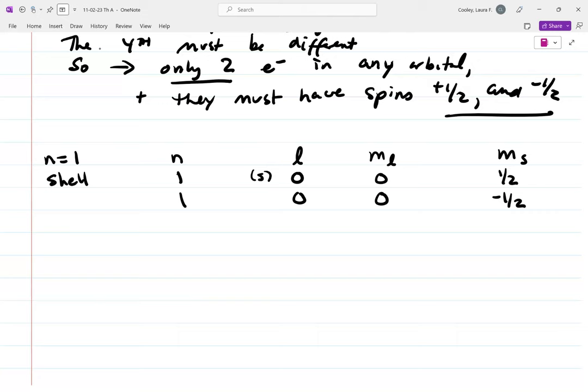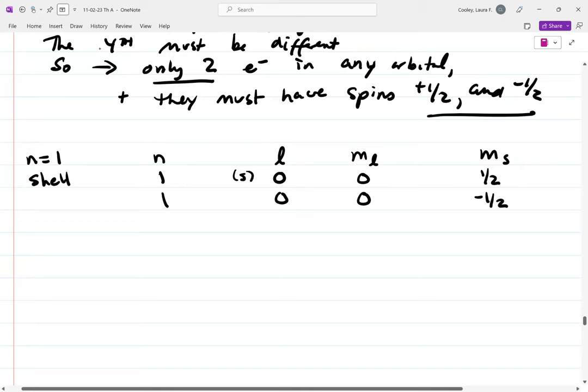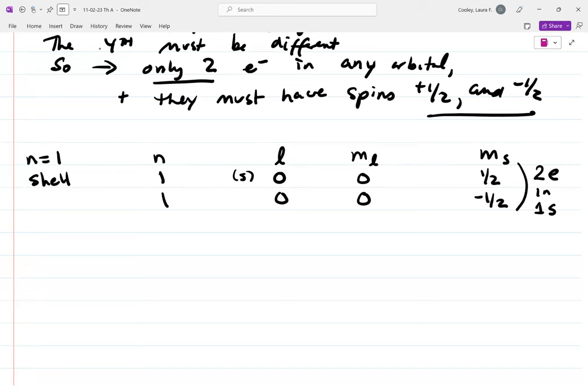So these are the only sets of quantum numbers that are possible for electrons in the n equals one shell. There's only one subshell, the s or l equals zero subshell, and there are only two electrons here. Two electrons in the 1s, two electrons in the n equals one shell. Well, we could go through hydrogen, then helium is the next one. Helium would have two electrons in the 1s.